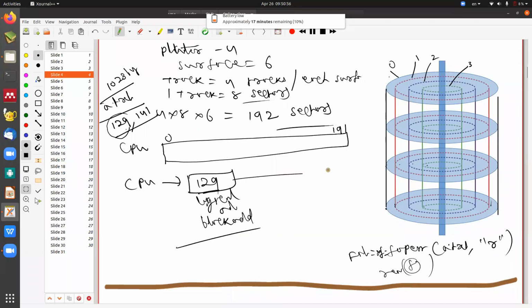But when it comes to a physical address, that physical address will be represented in a different manner. What is that? C, H, and S. The C stands for which cylinder, which head, and which sector. तो 129 को किसमें वो डिवाइड करेगा? कौन सा सिलेंडर, कौन सा हेड, कौन सा सेक्टर में.